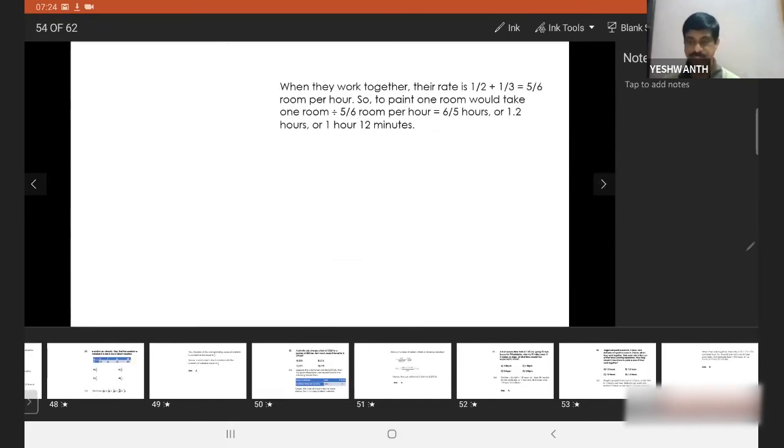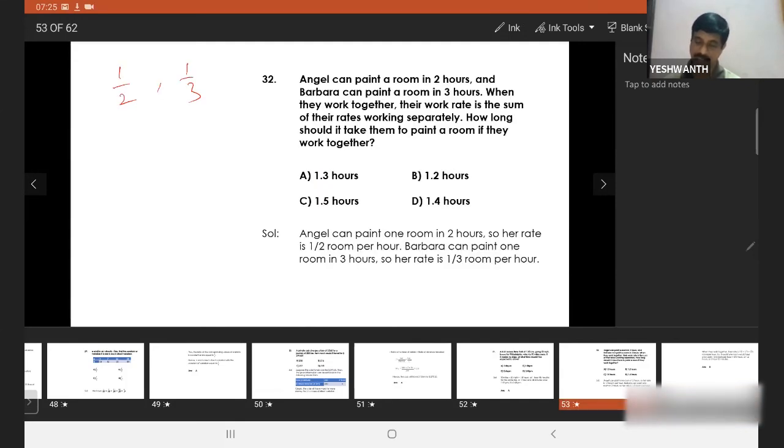So now look at this. If they work together, what is the total rate that they can do? 1 by 2 plus 1 by 3. That is 5 by 6. So again, we should take division. 1 work by 5 by 6. So this is 6 by 5. Right, children? 6 by 5 is 1.2 hours. It is given in the same units, so option B. Option B is 1.2. Okay. Please note it fast, quick.